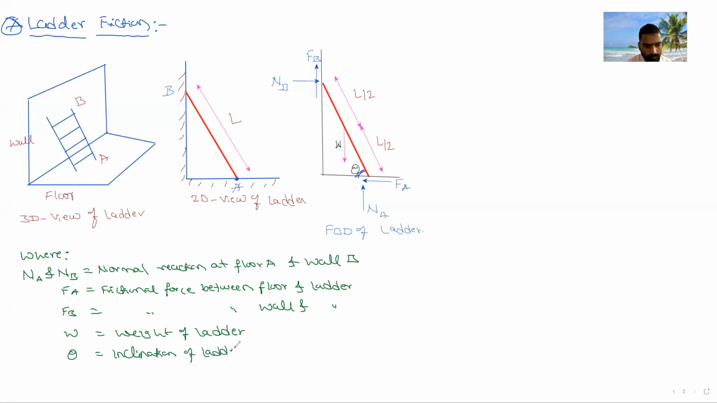Okay, so where NA and NB are normal reactions at floor A and wall B. And Fa is the frictional force between floor and ladder. Fb is the frictional force between the wall and ladder. W is the weight of the ladder. Theta is the inclination of the ladder.